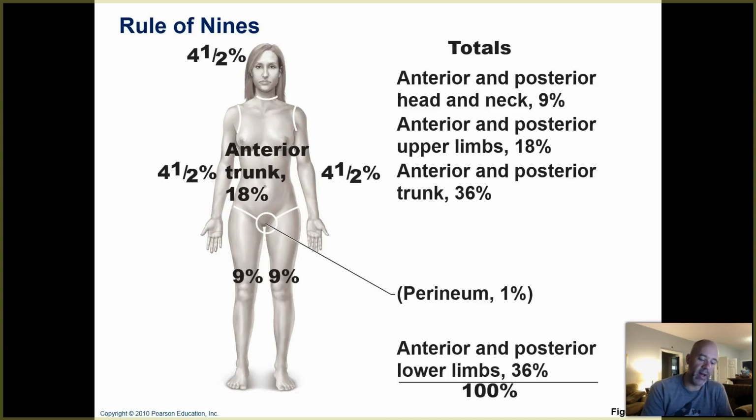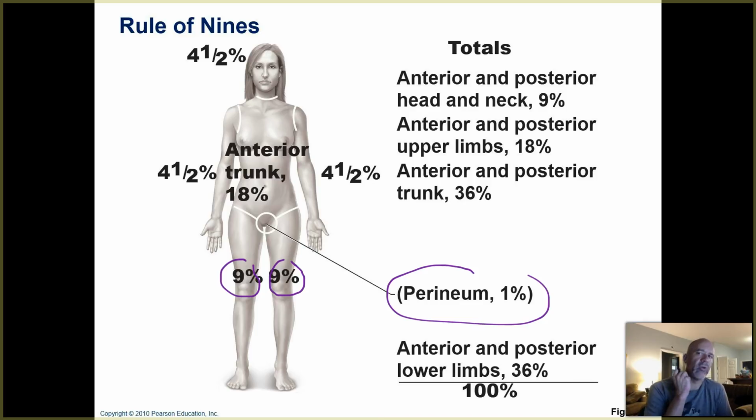Each leg is about 18% of your skin surface area. So if you're just thinking about the anterior side, it's going to be 9% for each leg. Posterior side, 9% for each. And then the one area that's not included, the perineum, that's the area between the genitals and the anal opening. That's only about 1% of your surface area.